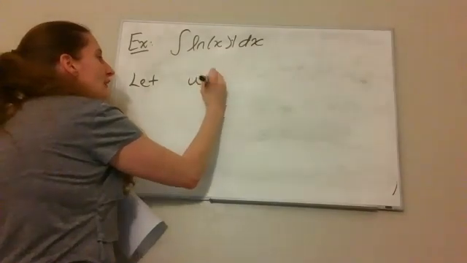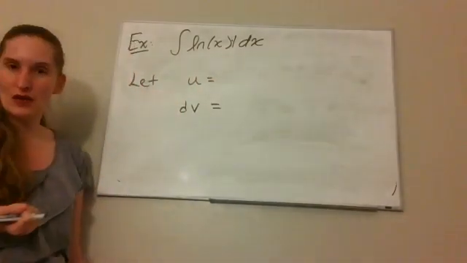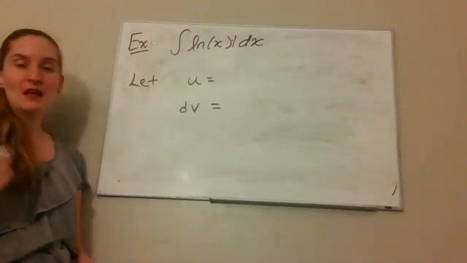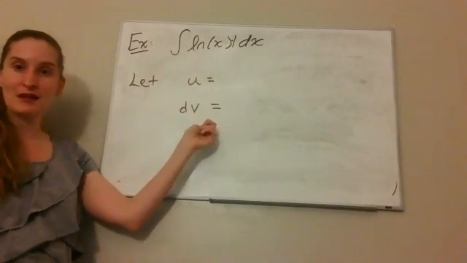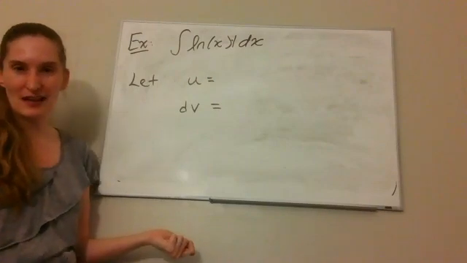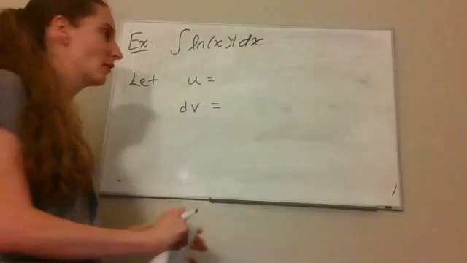We need to choose a u and a dv. One of those things is going to involve the natural log of x. Now, I do not want to put natural log of x as dv, because if I already knew the antiderivative of natural log of x, I wouldn't even need to do integration by parts. I would just do the problem right away.